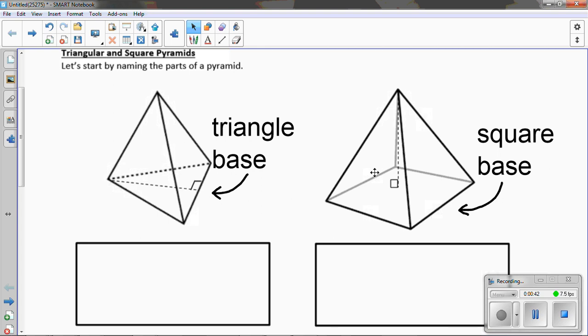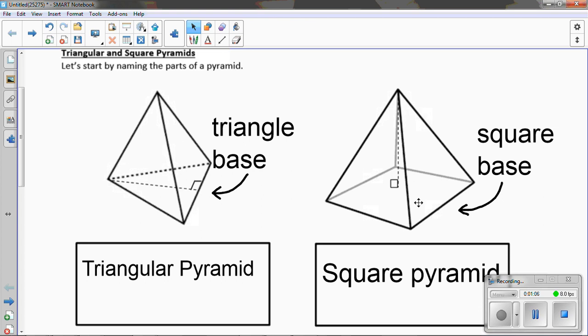So every pyramid always has triangles for the sides. The base determines how many triangles you have on the sides. So, because it's a square, four sides of the square, four triangles make the pyramid. Triangle, three sides of the pyramid. Okay? So, because it has a triangle base, we call this a triangular pyramid. Because this one has a square base, we call it a square pyramid.